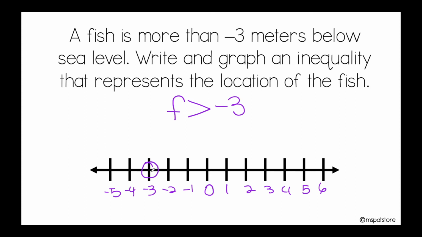So it will be an open circle, and now I need to think about which are the numbers greater than -3. Well, actually, -2, -1, 0, 1, all these numbers are values that are greater than -3. So you need to draw your arrow pointing towards this direction because those values are greater than -3. So that's how you should graph this inequality.